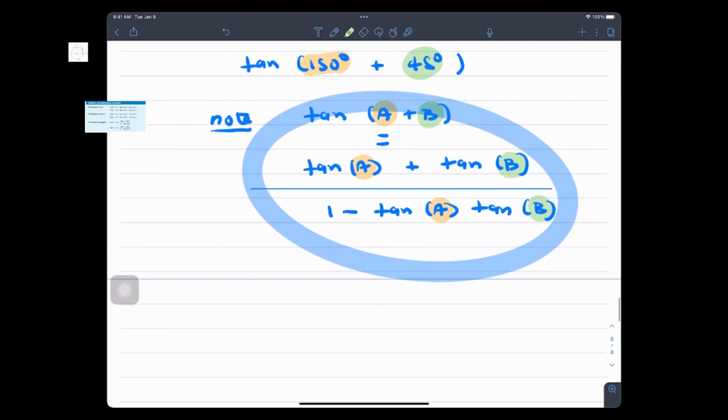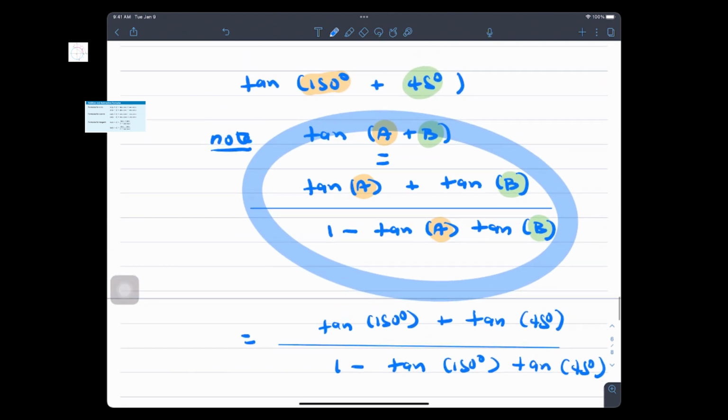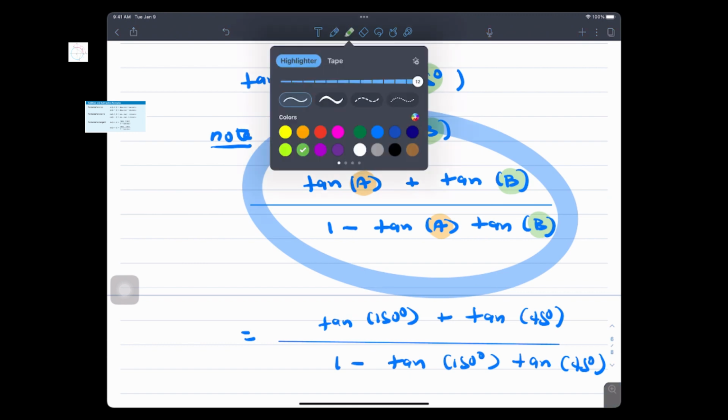So if we use the sum formula, what do we know this is going to equal? We have to find tangent of 150 plus tangent of what? 45, divided by 1 minus tangent of 150 degrees, tangent of what? 45. Is that true? Double check.